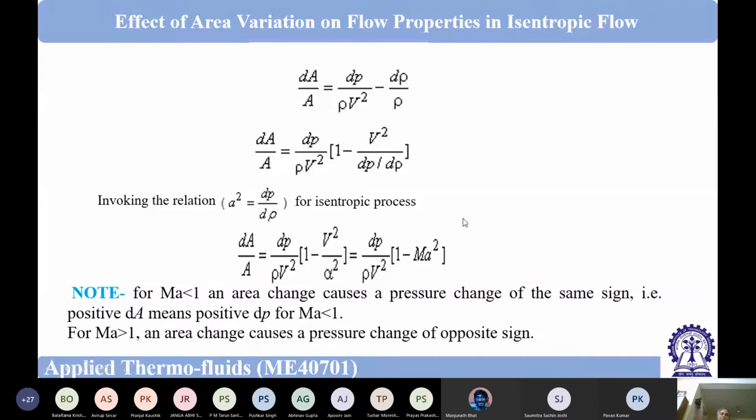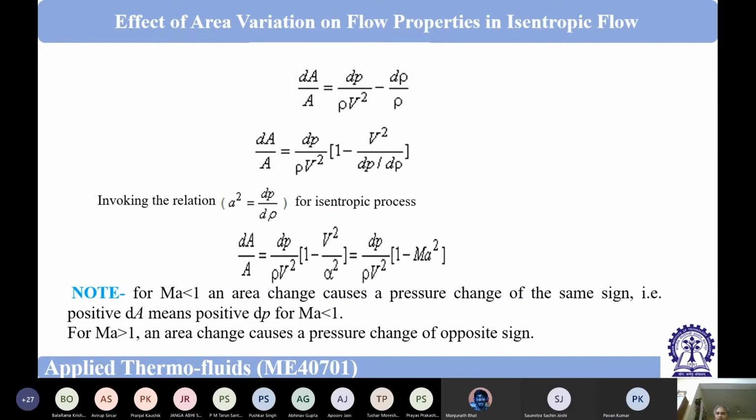So that's why after the sonic velocity is obtained at the throat, if we have to increase the velocity further, we have to reduce pressure, and for reduction of pressure, we have to increase the area. The divergent section of the nozzle is needed. So have you understood this? This is also one good concept. Why is the divergent section needed for increasing the velocity after the throat?